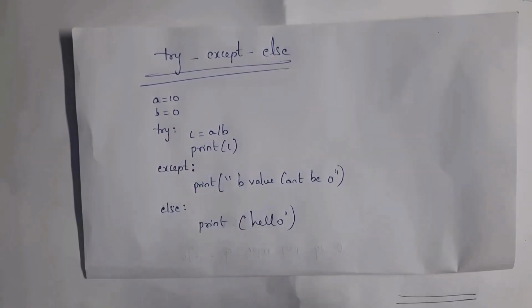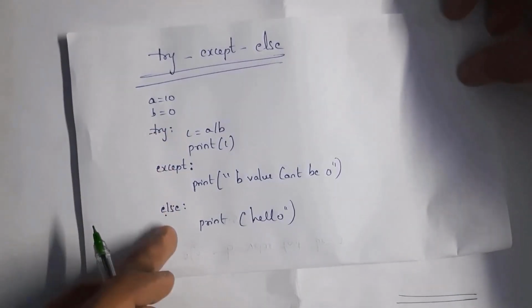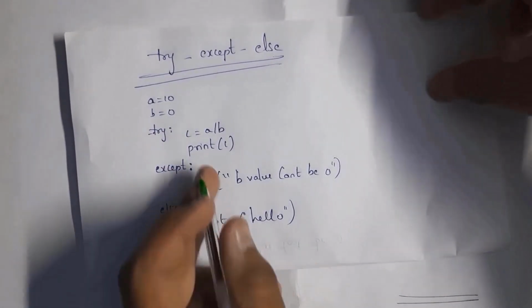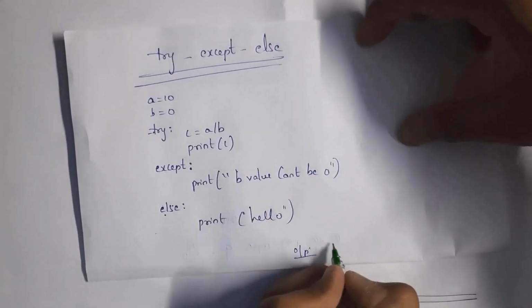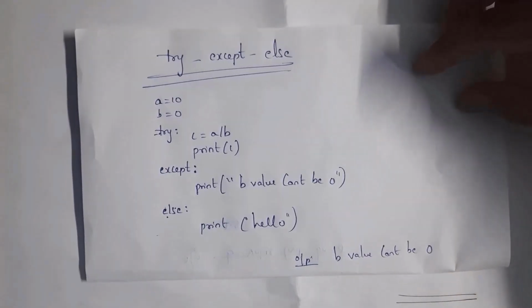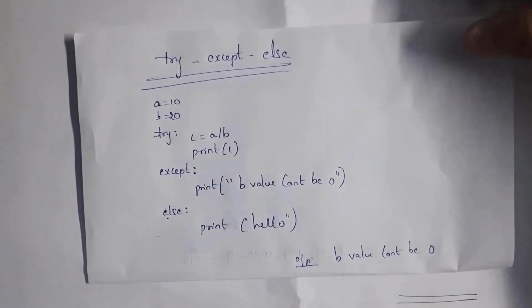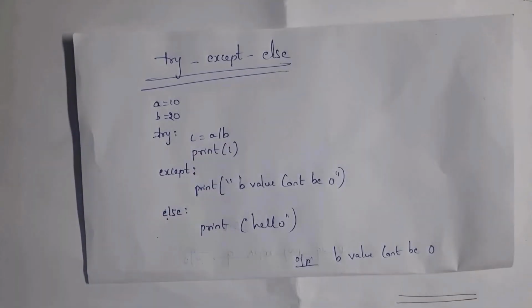Here I will get an exception because we cannot divide any number by 0. So it will skip the try block and else block and it will execute only the except block. So I will get output: b value can't be 0. This is my output. For example, if there is no exception, then it will execute both the try block as well as the else block. If I take b value as 20, now there is no exception.